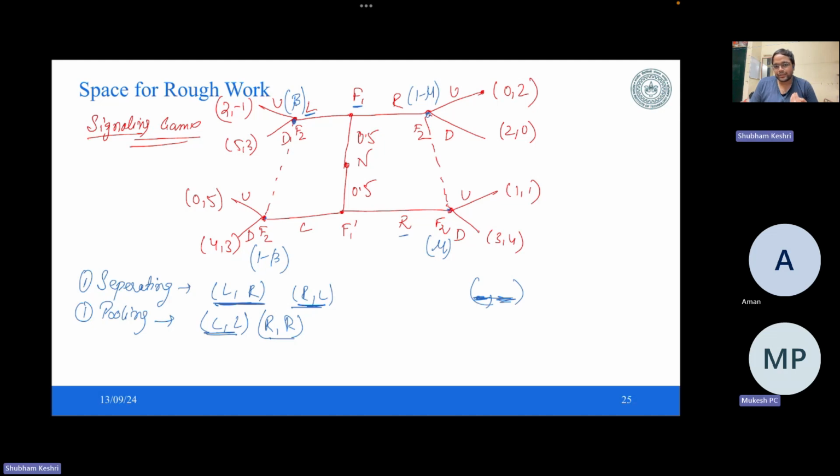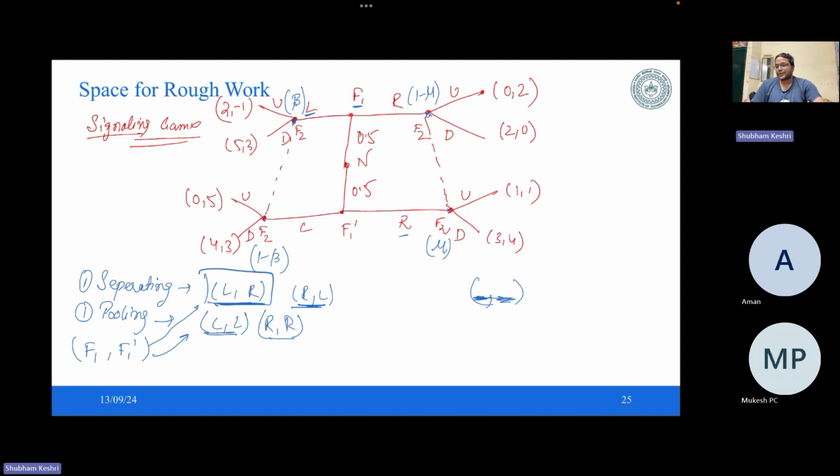Is it getting confusing? Okay. Who is F1 and who is F2? In LR and RL, the first is F1 and the second is F1 dashed. It means firm 1 of type 1 is playing L, and firm 1 of type 2 is playing R. That is what it means.